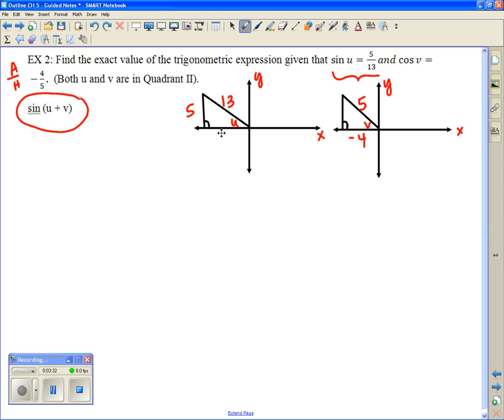I know what this side is because it's a Pythagorean triple. So a squared plus b squared is c squared. I know that 5, 12, 13 always makes a right triangle. So I'm going to put my 12 here. And should it be positive or negative? You decide. It should be negative.